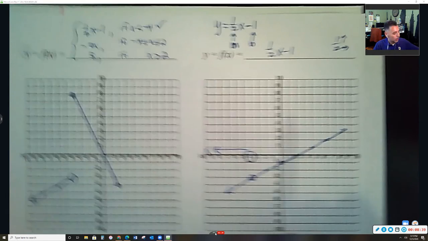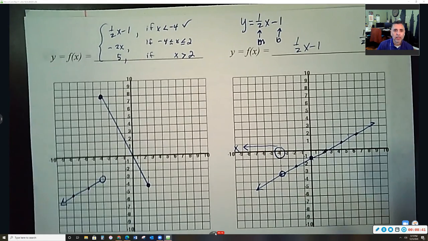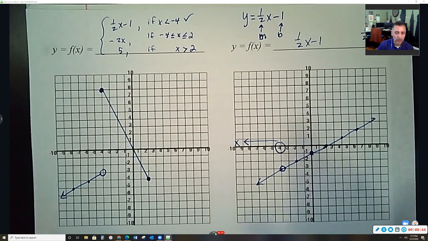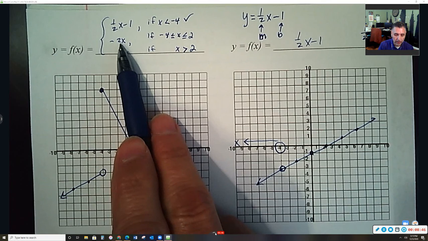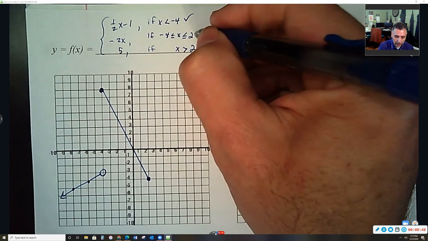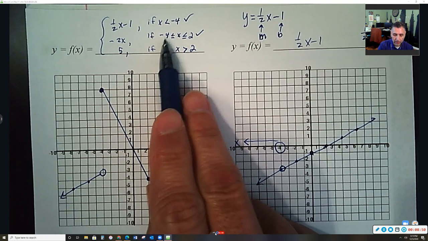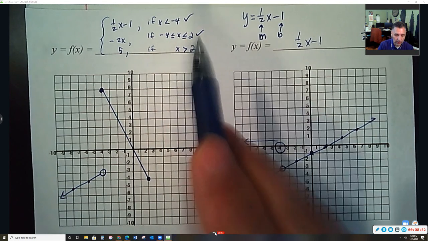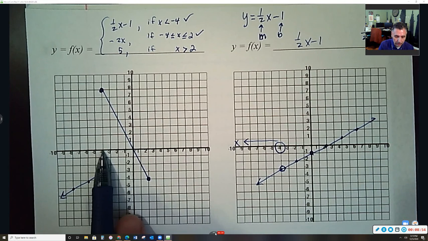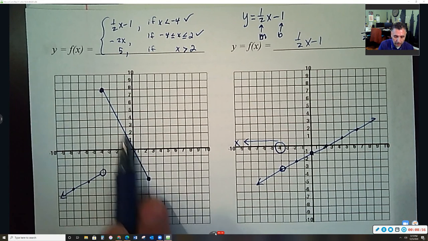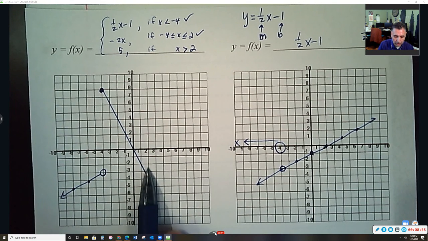Right? So then that's the middle one. That's this one, negative 2x. Again, only from when x is negative 4 to 2. See, here's x negative 4. I go from there all the way down to here. And then I know I stopped there because that's where the x value is 2.